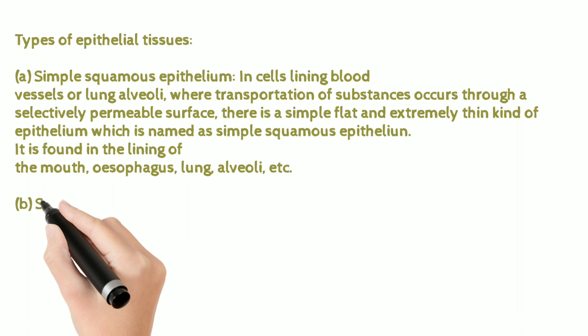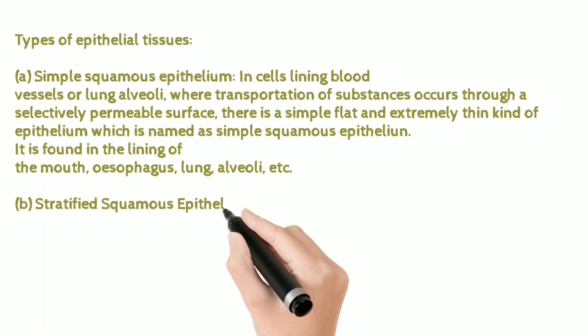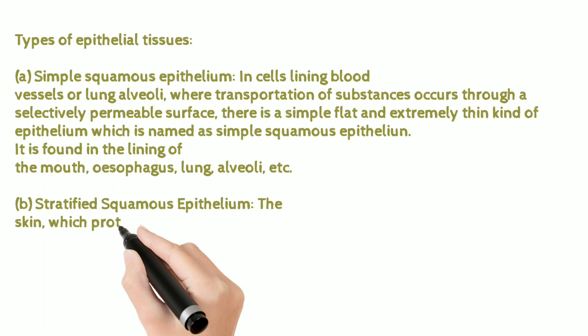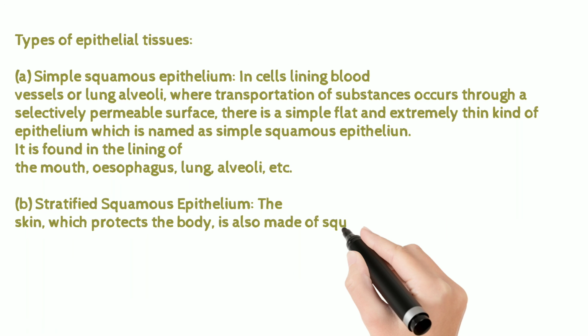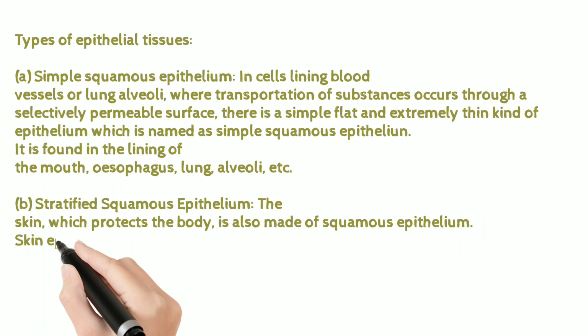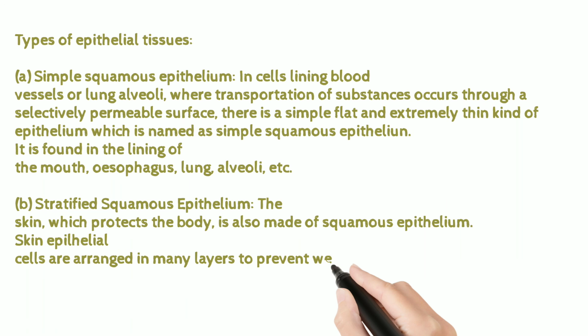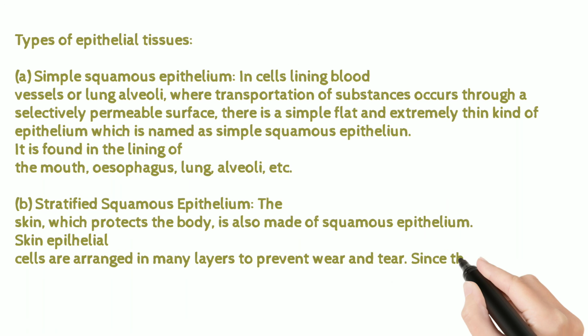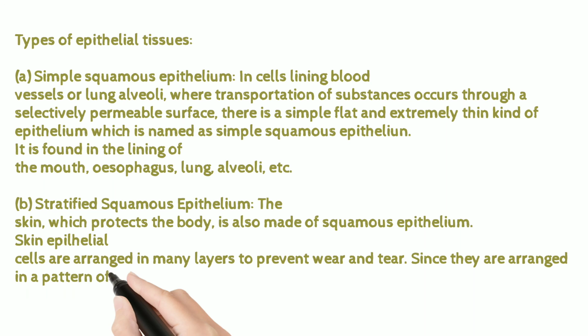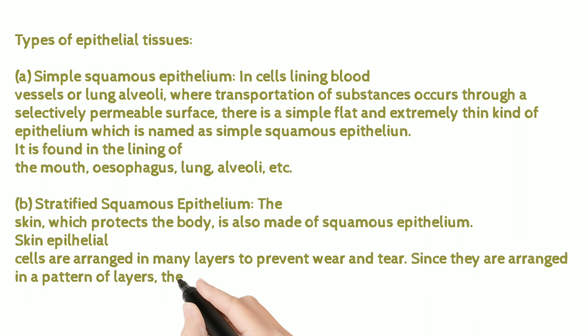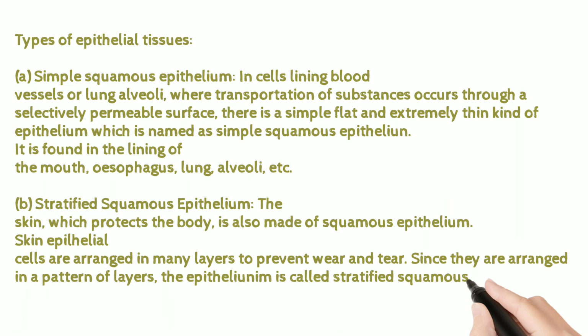B. Stratified squamous epithelium. The skin, which protects the body, is also made of squamous epithelium. Skin epithelial cells are arranged in many layers to prevent wear and tear. Since they are arranged in a pattern of layers, the epithelium is called stratified squamous epithelium.